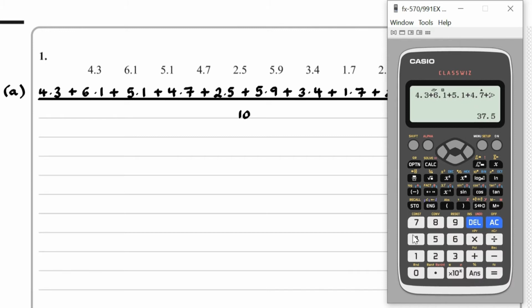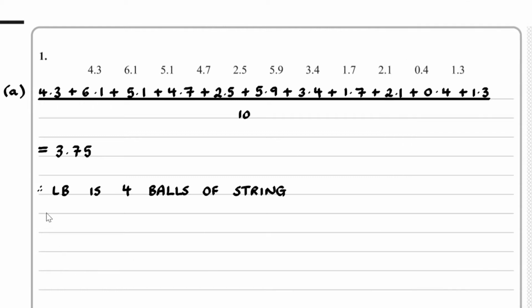So we get 37.5, and then we divide this by 10. And if we work that out, it turns out we get a value of 3.75. So what we can conclude then is the lower bound is 4 balls of string.